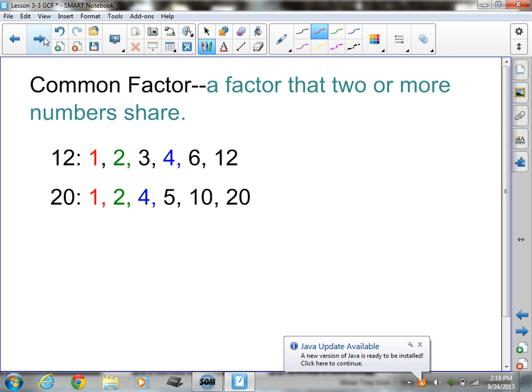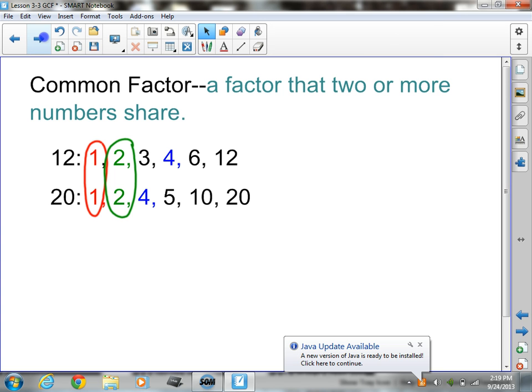So they both have a 1. So that would be a common factor. They also both have a 2. So that would be another common factor. They both have a 4. So that would be a common factor. 3, 5, 6, 10, 12, and 20 are not common factors because they don't both have them.